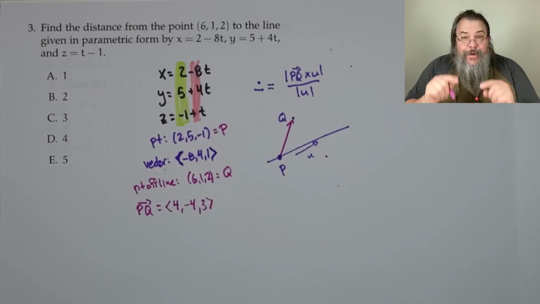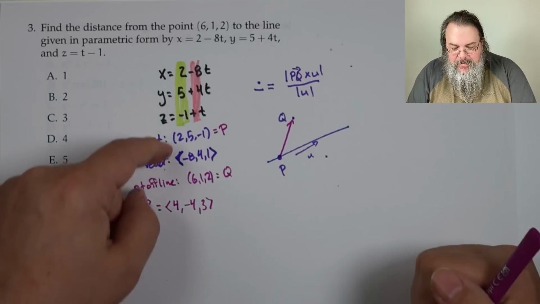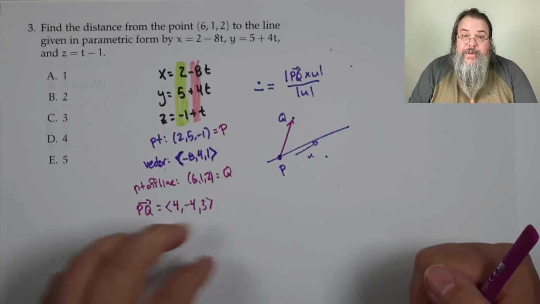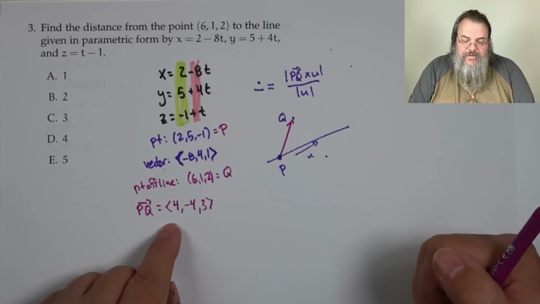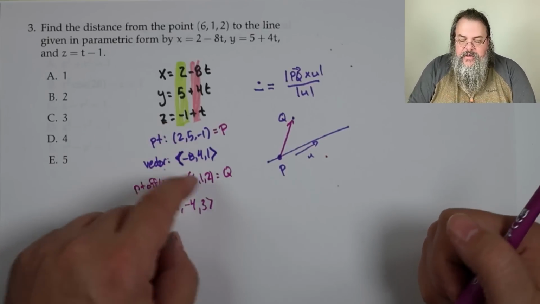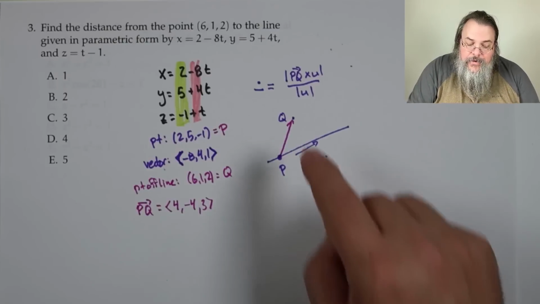And double check, right? Make sure you're consistent. You don't want to be like, oh, I went 2 to 6, 4, 1 to 5, 4. No. That'll mess everything up. You've got to get the signs right. You've got to be consistent. Where did you end minus where did you start? And just go through. Okay, now with this, we're going to do the cross product.